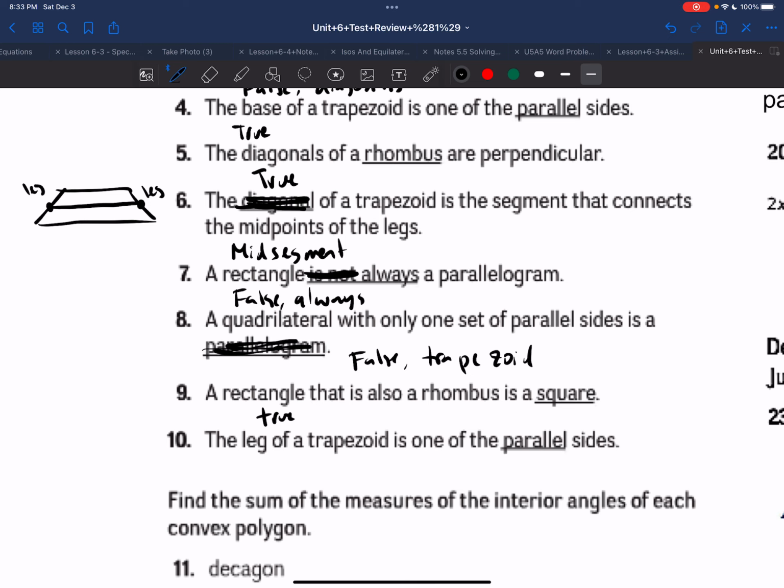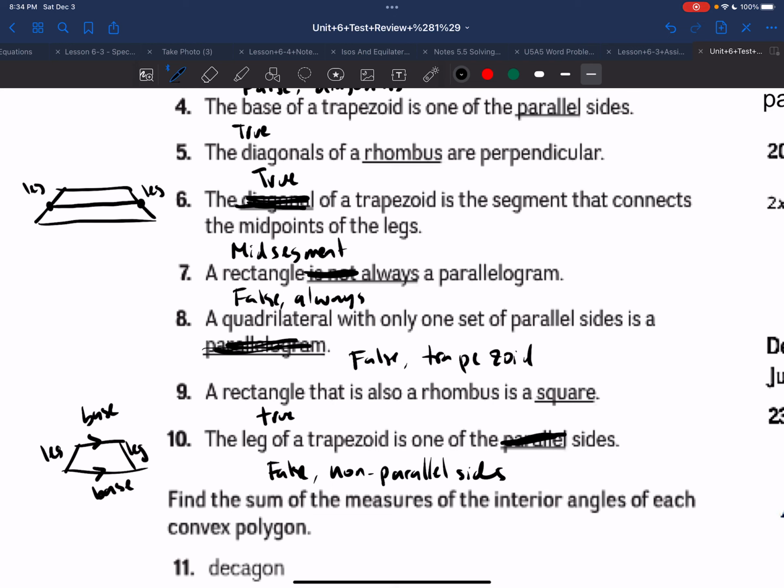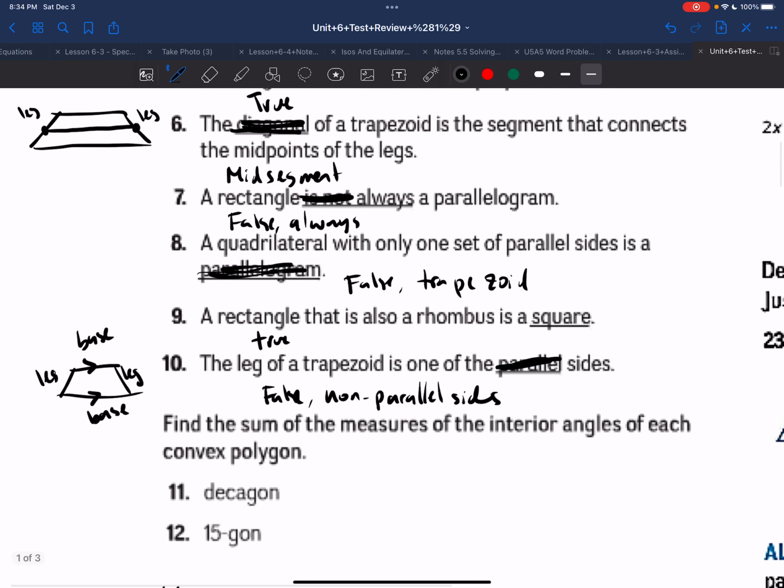Okay, number 10, the leg of a trapezoid is one of the parallel sides. Nope, that's not true. It's actually the non-parallel side. So if I draw a trapezoid again, this is the leg and this is the leg. The legs are the non-parallel sides. So false, it's the non-parallel sides, right? So this side and this side are parallel, and these are what we call the bases, and the non-parallel sides are the legs.